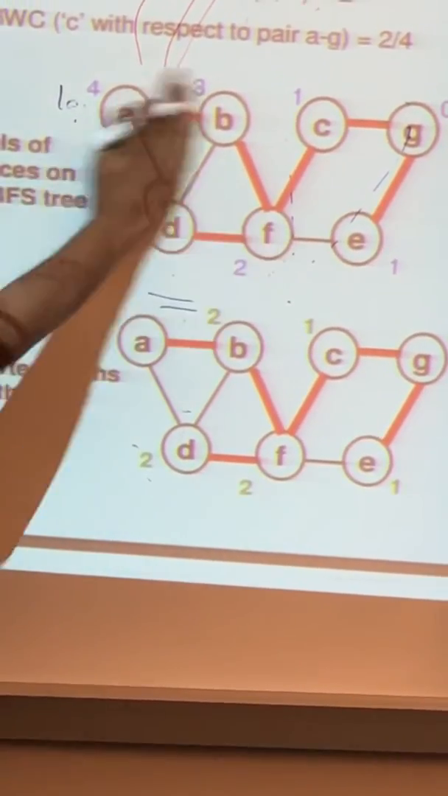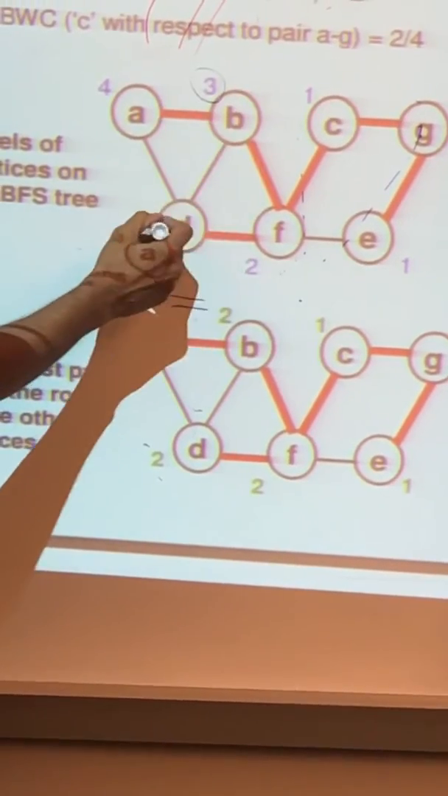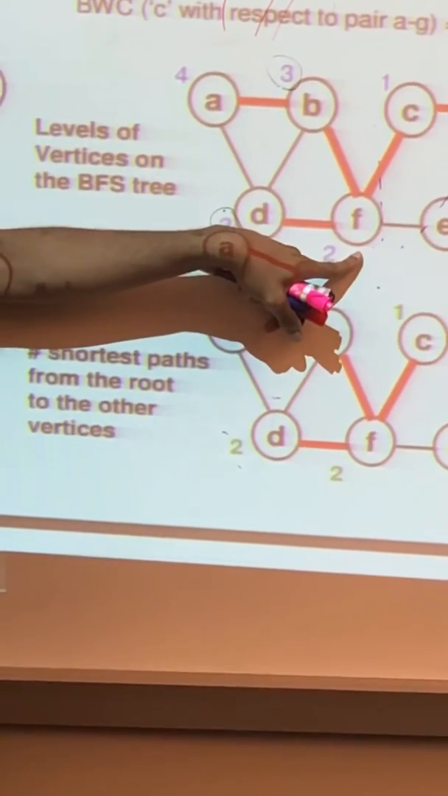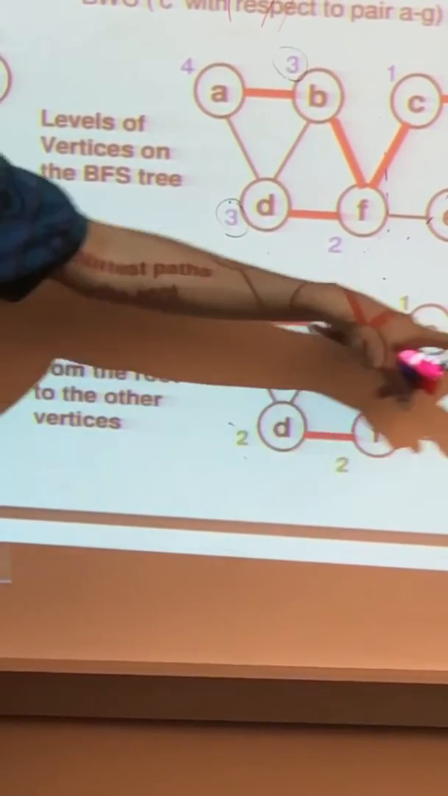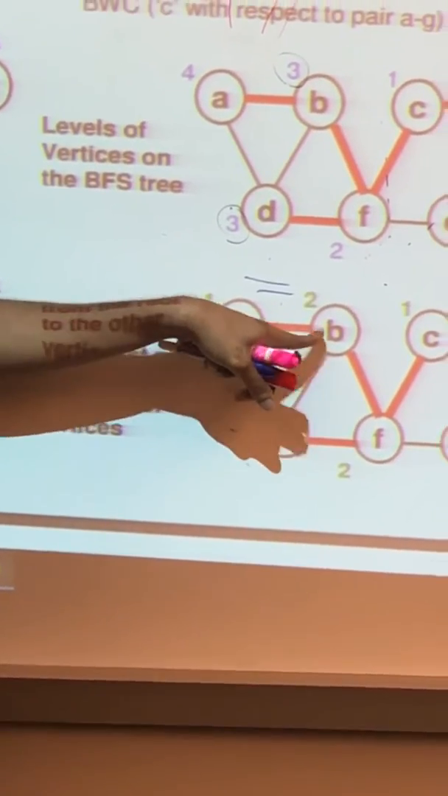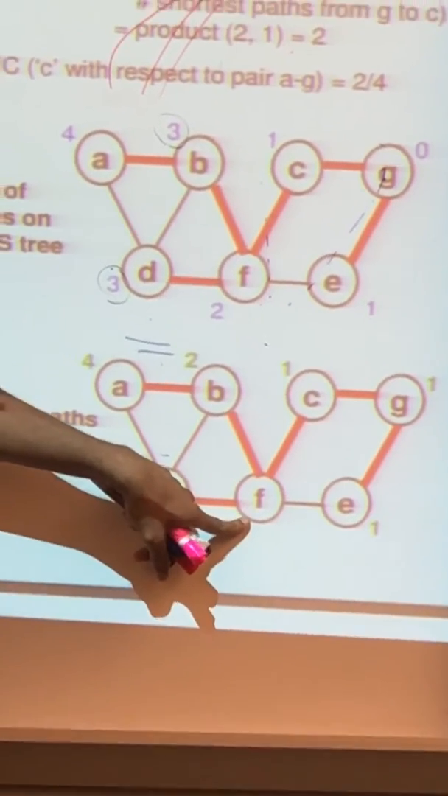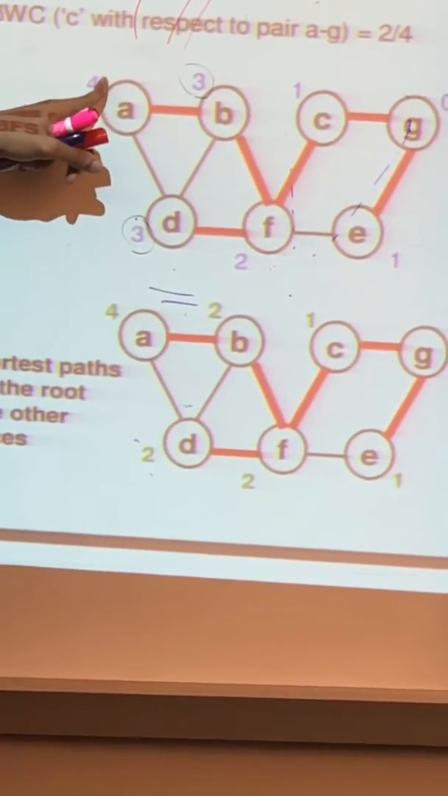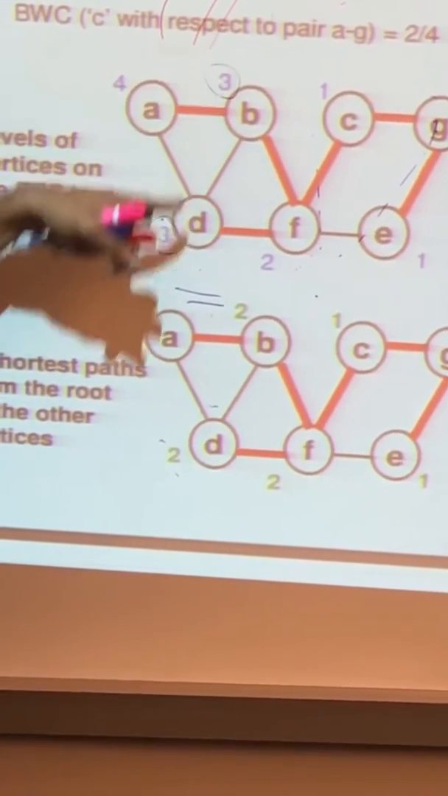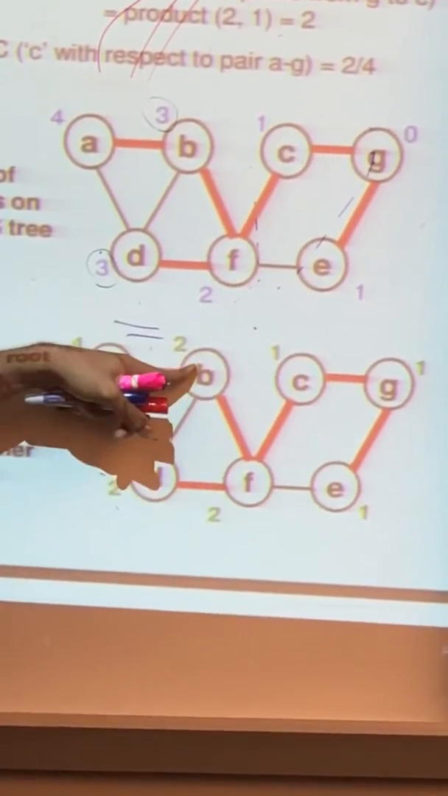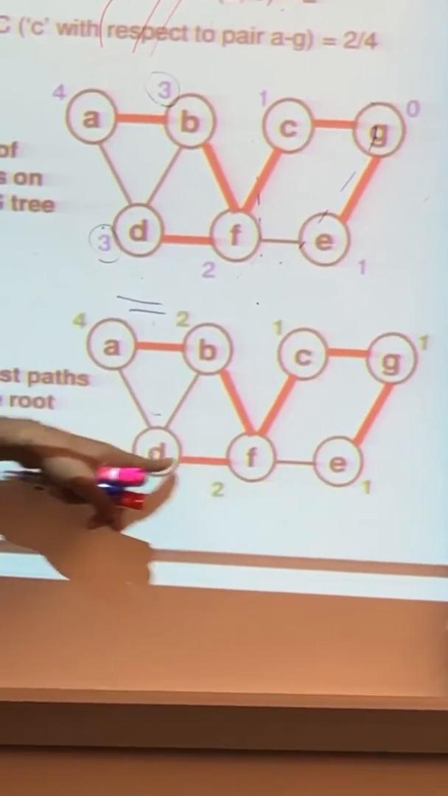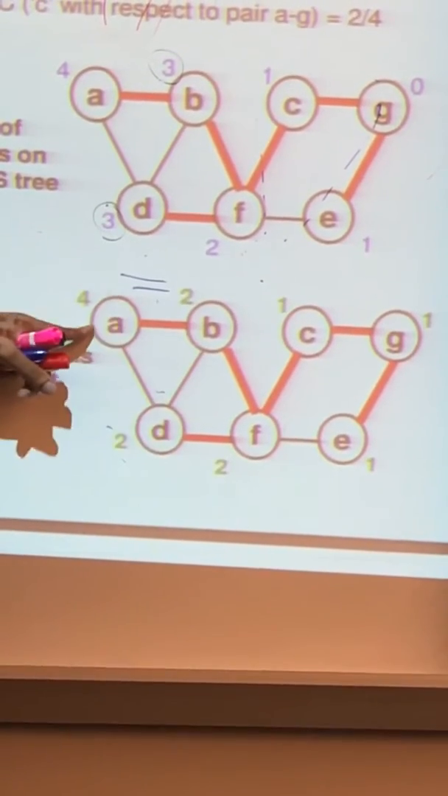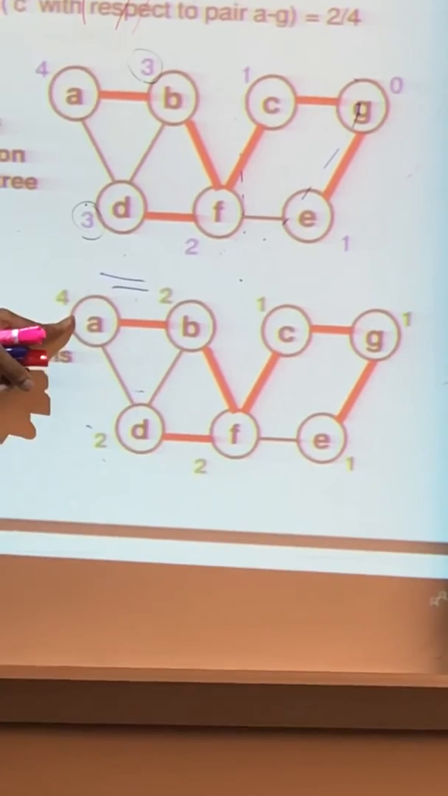What about B and D? How many vertices do they have at the earlier level for each of them? Just F. B is at level 3, F is at level 2. So how many shortest paths from G to B? It's the same as the number of shortest paths from G to F. There's 2. Now A is at level 4. How many vertices at the earlier level? 2 vertices. How many shortest paths from G to B? 2. How many from G to D? 2. So summing those is 4 shortest paths to A from G.